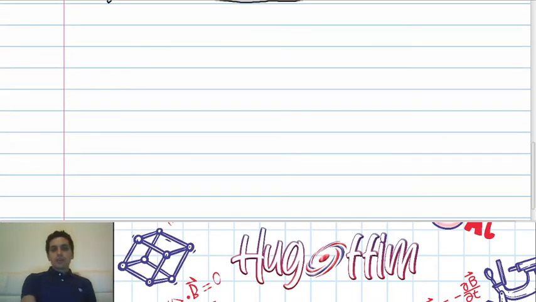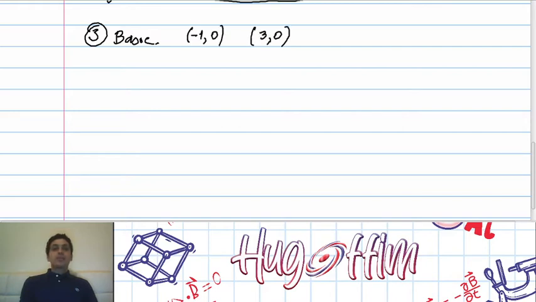So now we're going to do example 2 using 3 points. I'm going to use the basic points that are the intercepts of the graph. So imagine that you have these 3 intercepts: (-1, 0), (3, 0), and (0, 5). These will be the x-intercepts, and this will be the y-intercept.